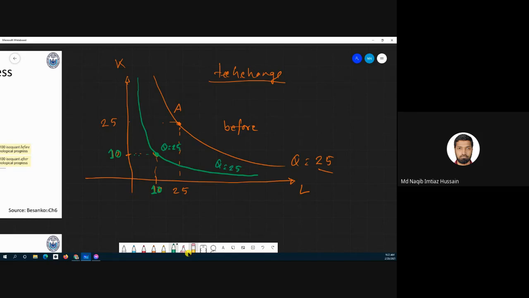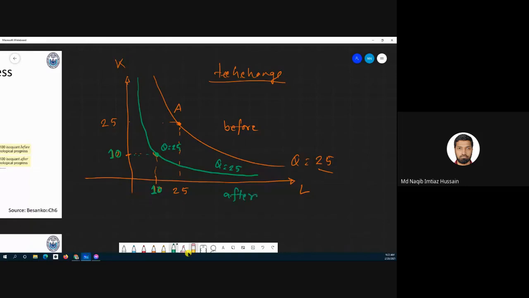Can you follow? Yes, sir. Because people have become more efficient, you're producing the same amount with less capital and labor. So what does it tell you? This was the curve before, this was after.